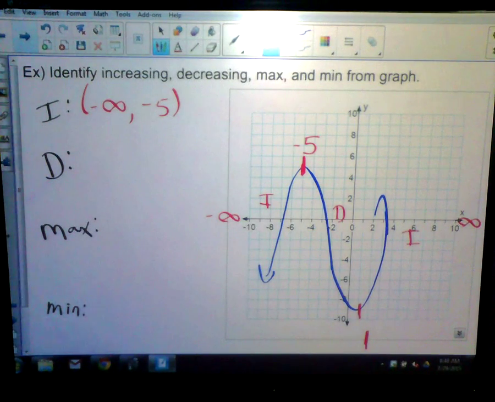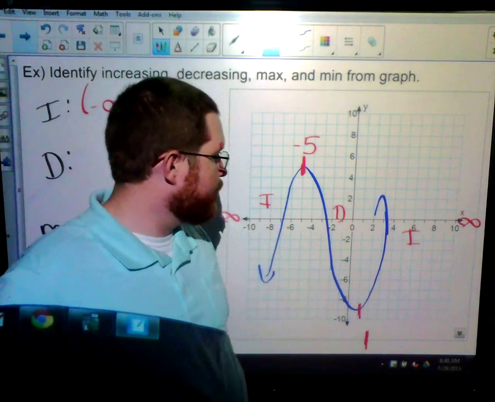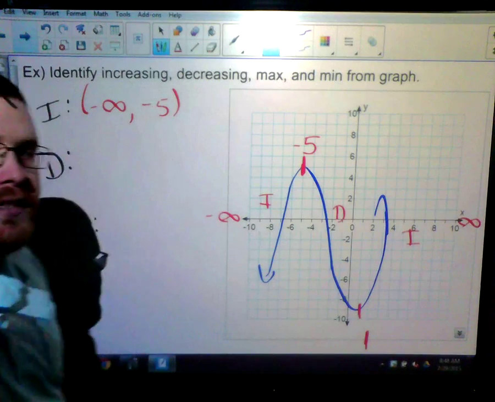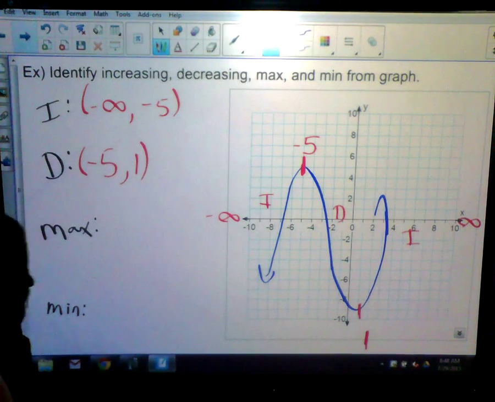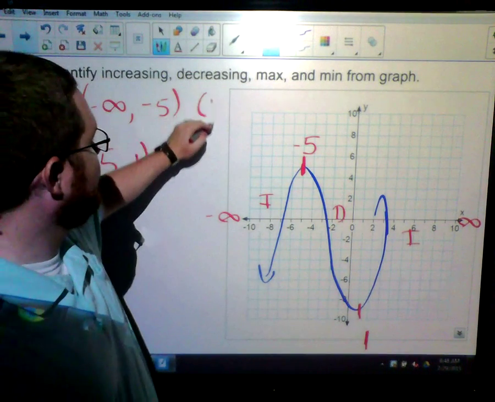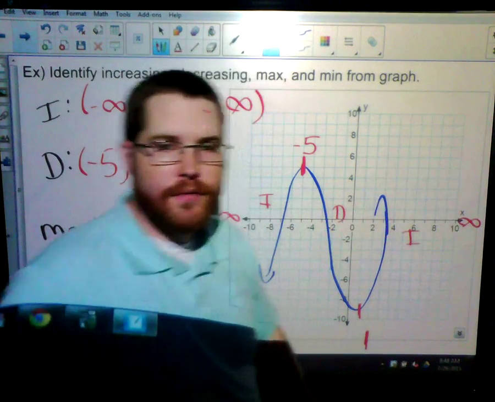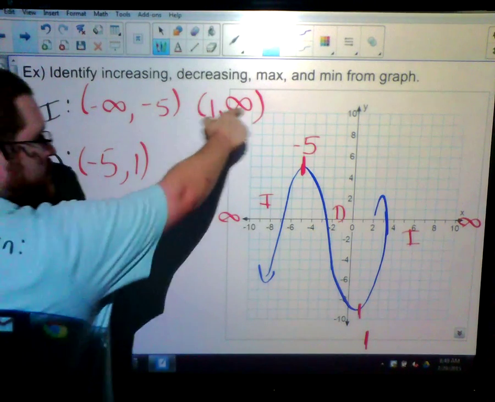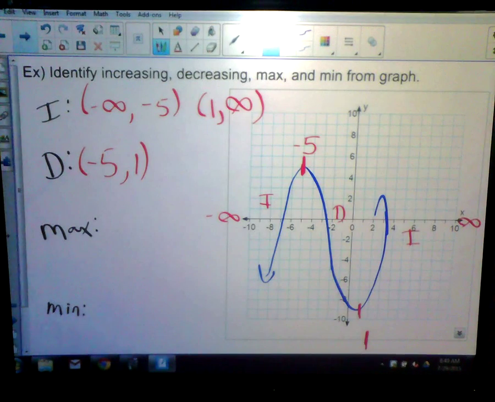It's changing directions. And then it's decreasing. How do I say where it's decreasing from and to? Well, it starts decreasing at -5 and it stops decreasing at 1. It's -5 to 1. And then it's increasing again. It starts increasing at 1 and it goes all the way to the right side, which is infinity. So notice that it's negative infinity to something and then something to infinity. You have to have every point in there. It's got to hook together.